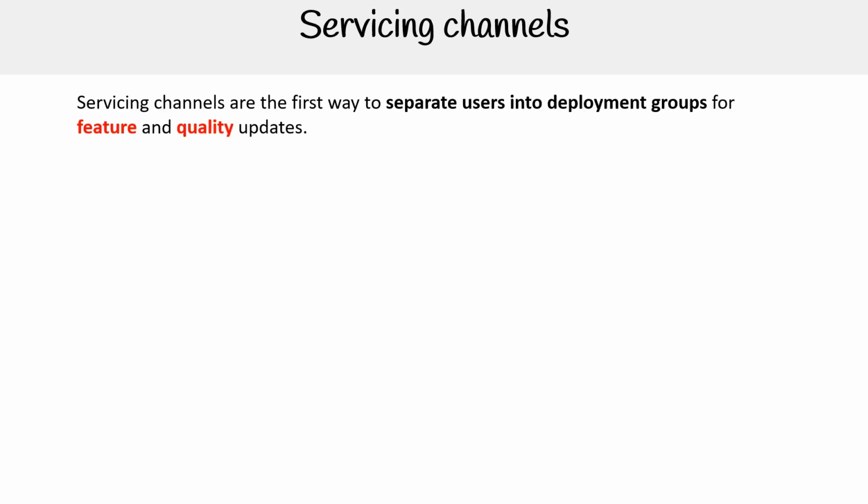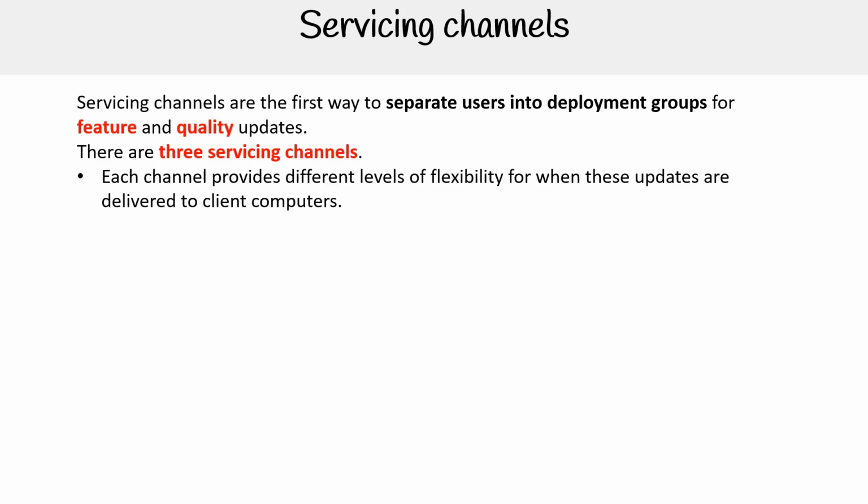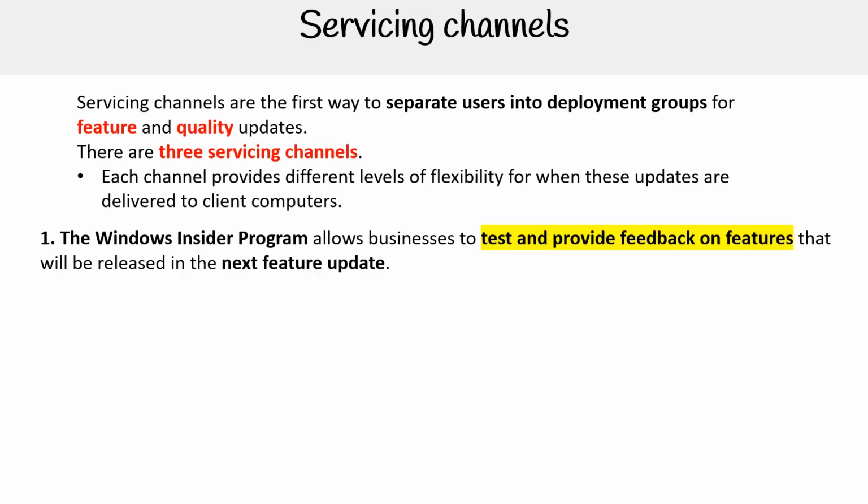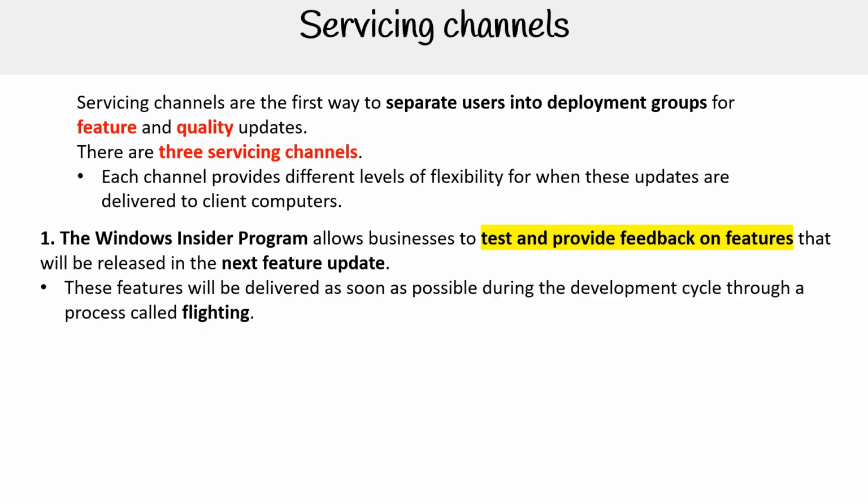Next, we'll be talking about servicing channels. So, servicing channels are the first way to separate users into deployment groups for feature and quality updates. There are 3 servicing channels. Each channel provides different levels of flexibility for when these updates are delivered to client computers. The first servicing channel is the Windows Insider program, which allows businesses to test and provide feedback on features that will be released in the next feature update. These features will be delivered as soon as possible during the development cycle through a process called flighting.